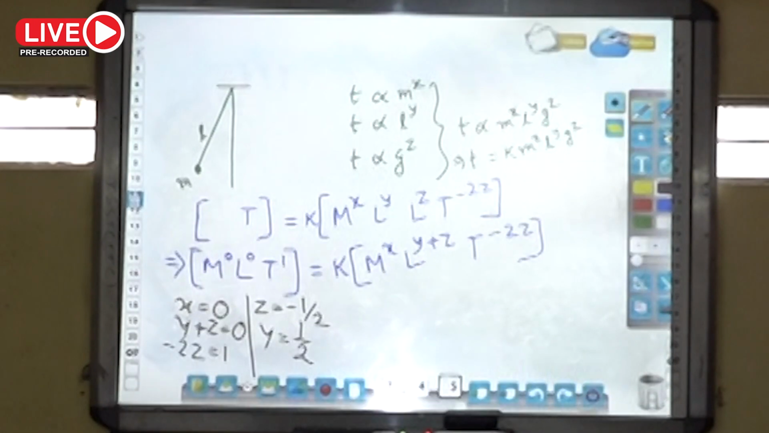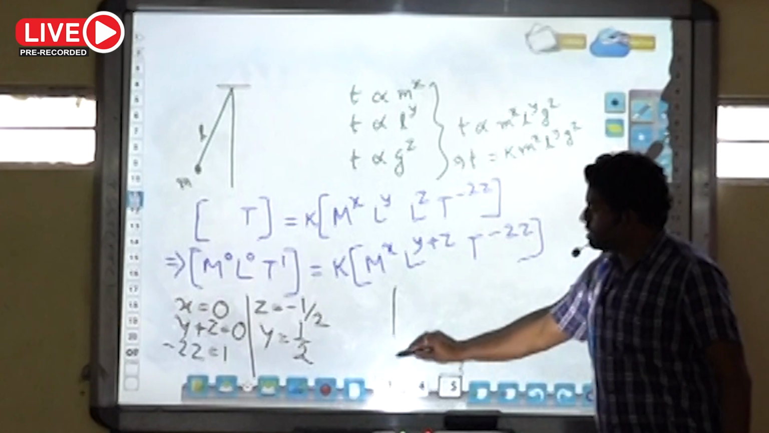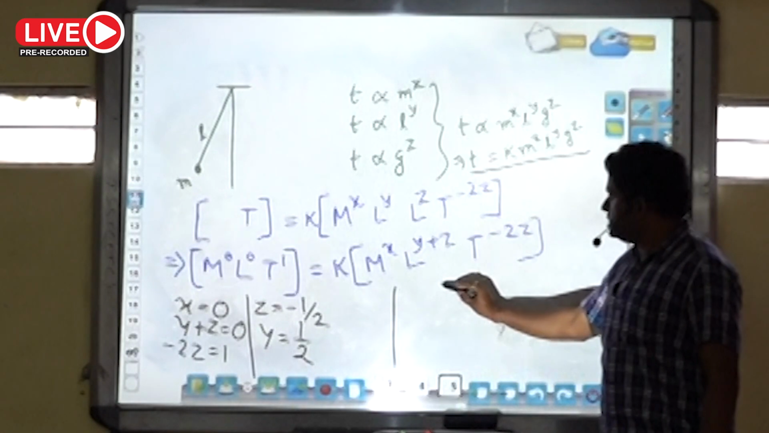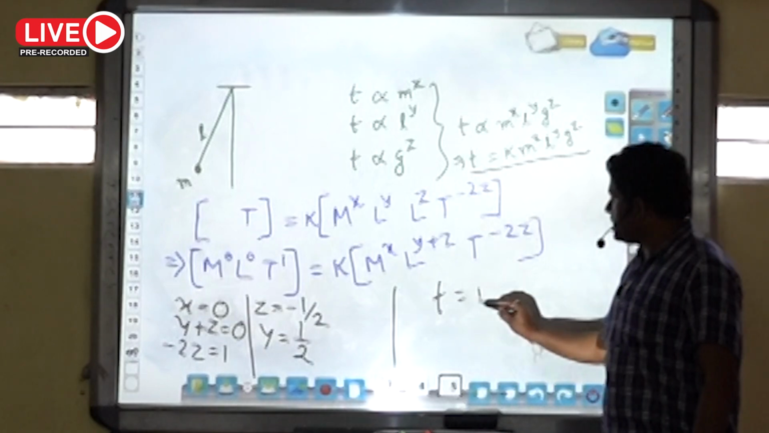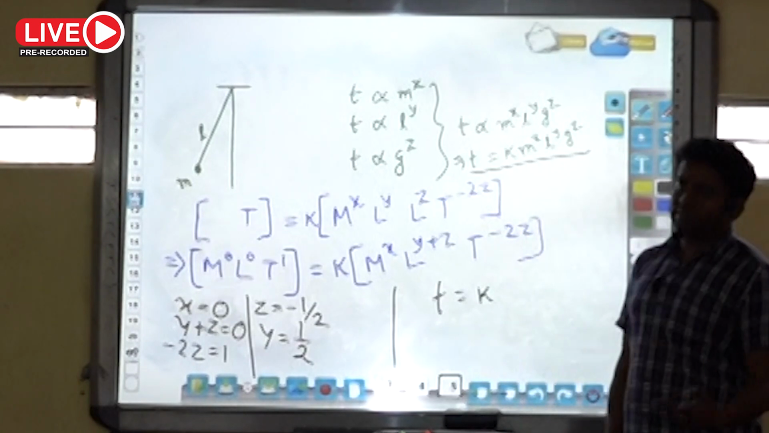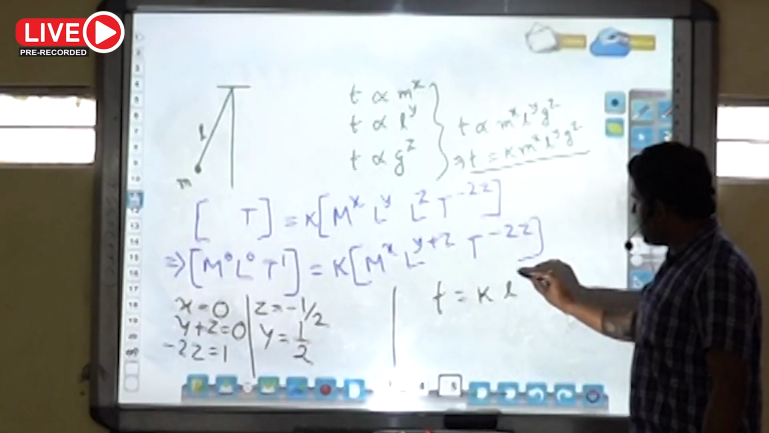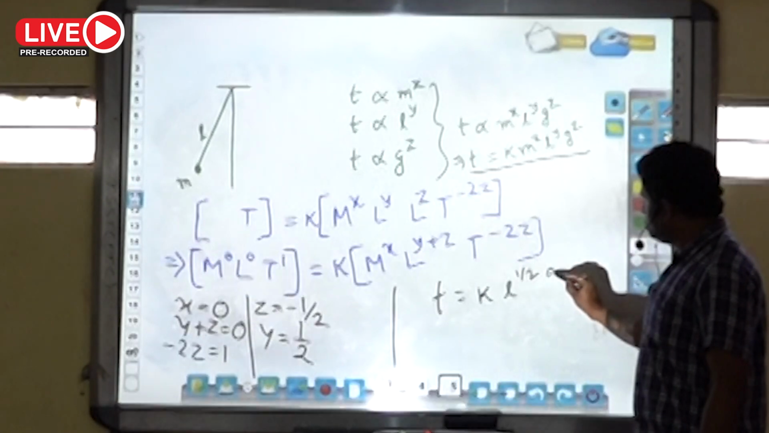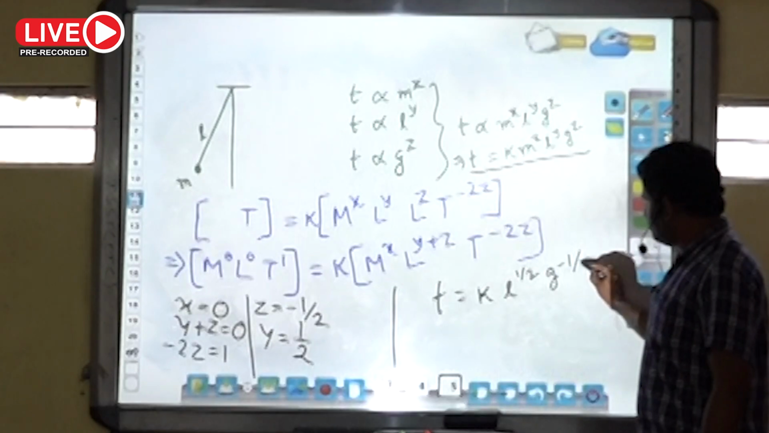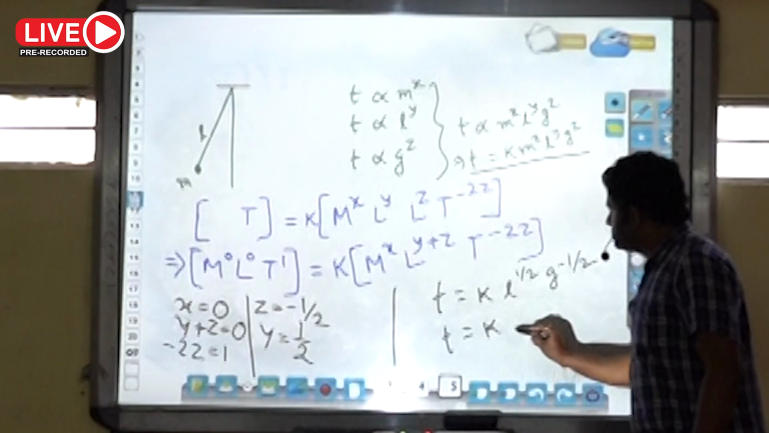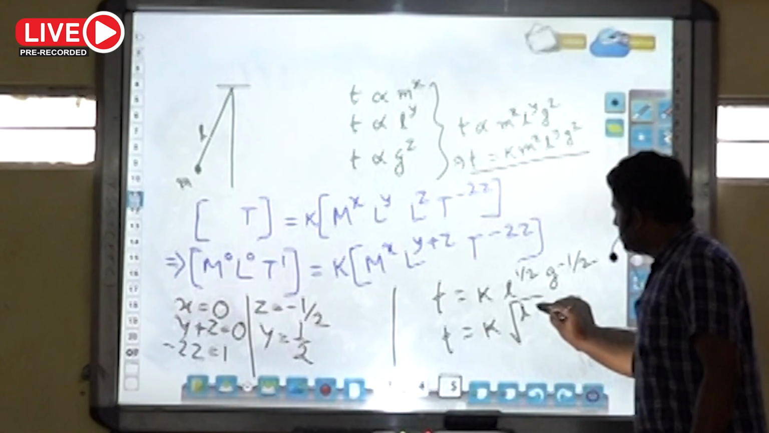x equal to 0, z equal to minus half, y equal to plus half. Now you can put all these values in this equation. So t will become k times m to the power 0, which means m is not there, l to the power half, g to the power minus half, which means t equal to k times root over l by g.